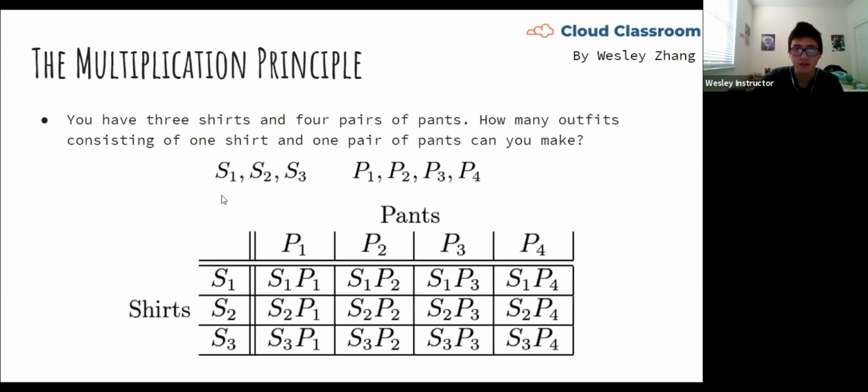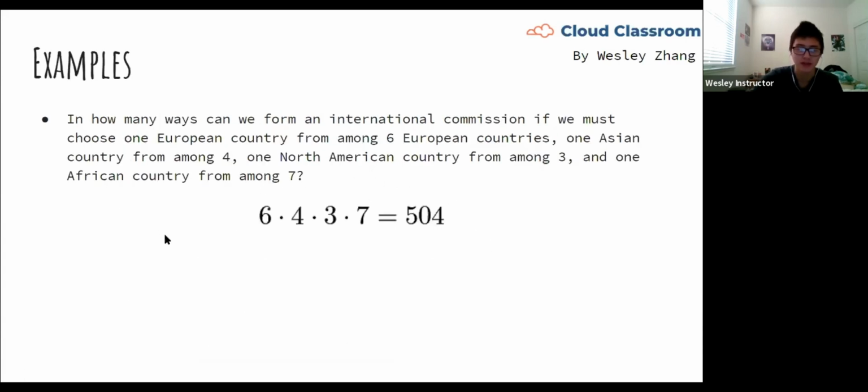So same concept as this. This is really 3 times 4 equals 12. But in this case, we have more than two factors. The concept to solve it is still the same. The method to solve it is still the same. We just multiply all of these numbers. 6 times 4 times 3 times 7. And that's 504.